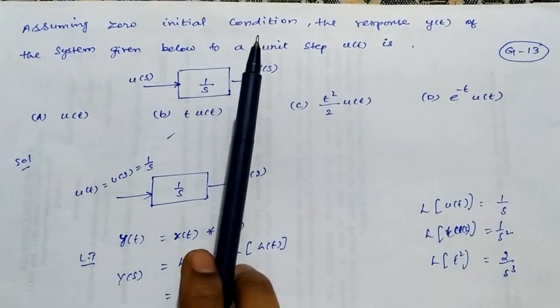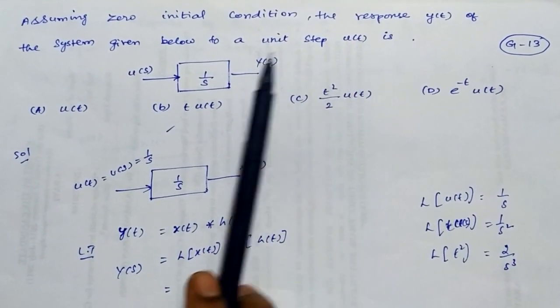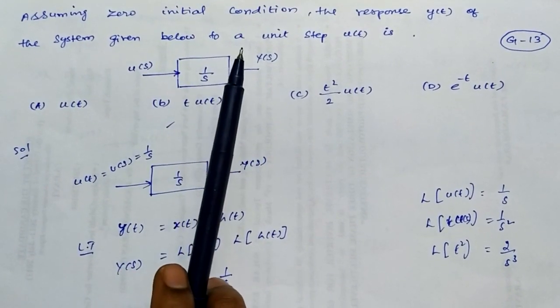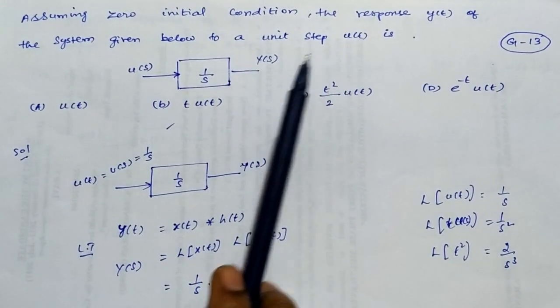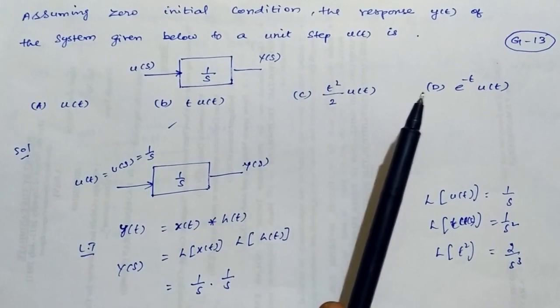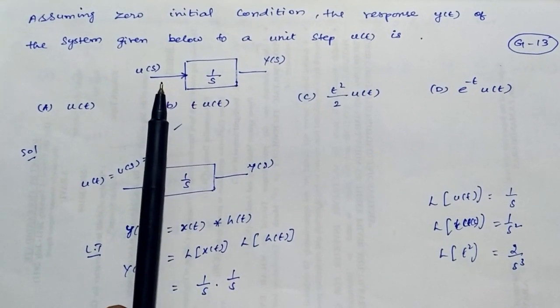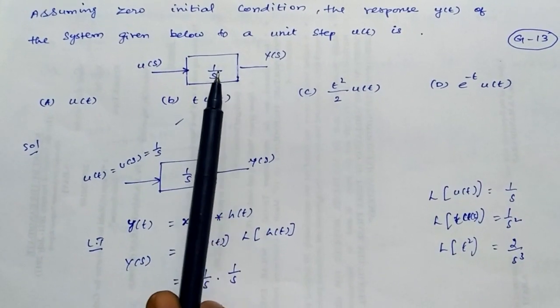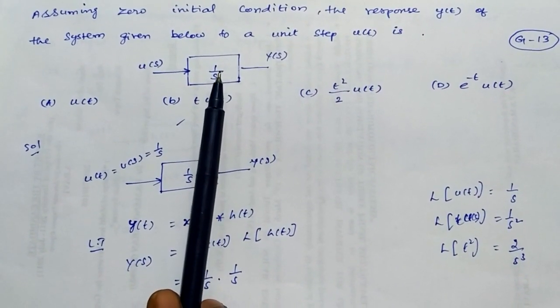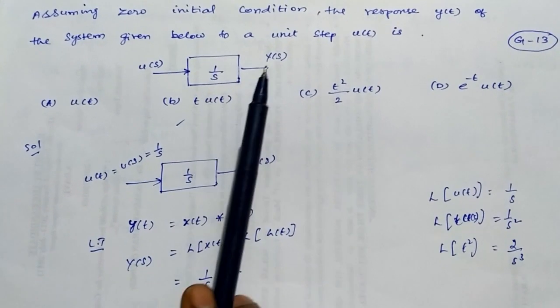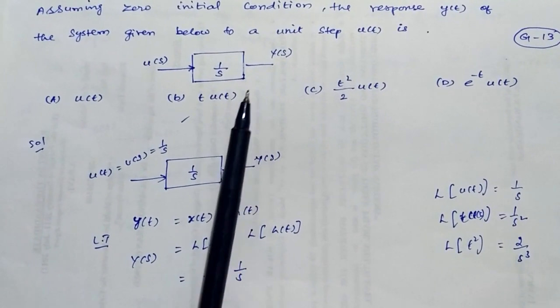Assuming zero initial condition, the response y of t of the system is given below. For the unit step response, we have to choose the correct one. So here for this system, the input is a step function and the impulse response is 1 by s. We need to calculate what is y of s.